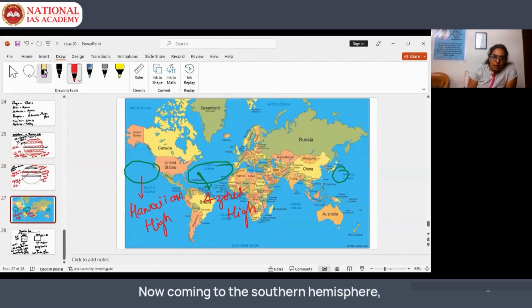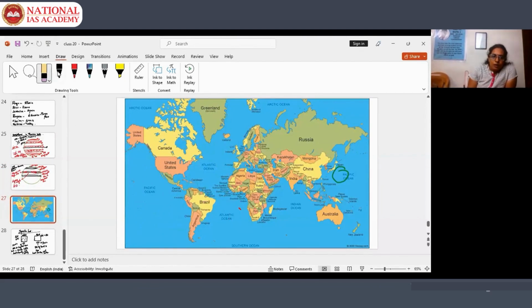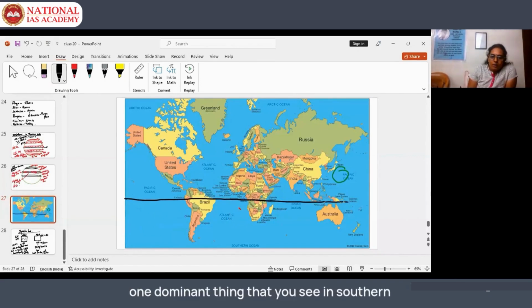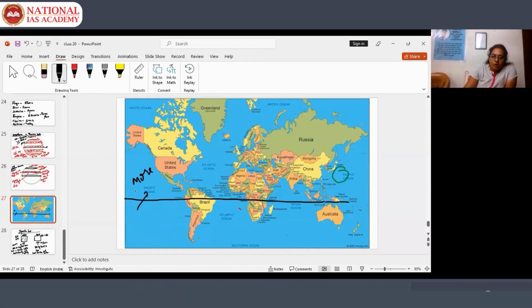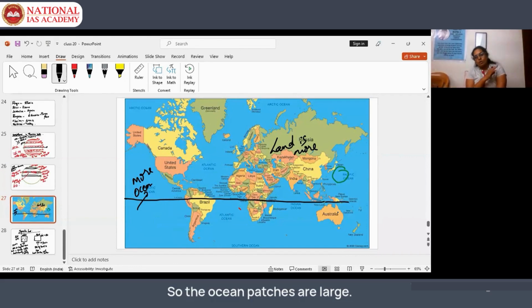Now coming to the southern hemisphere, what happens in the southern hemisphere? One dominant thing that you see in the southern hemisphere is there is more ocean. When you see the northern hemisphere, the land is comparatively more. So land is more in the northern hemisphere, whereas in the southern hemisphere, you have very little land. This is one small piece of Africa and Australia. Okay, so the ocean patches are large.